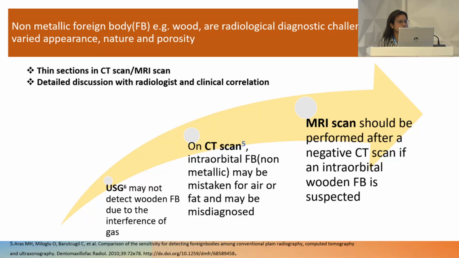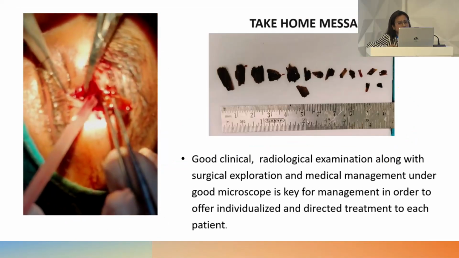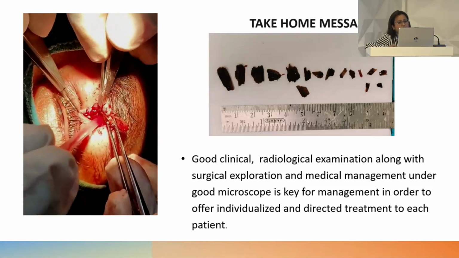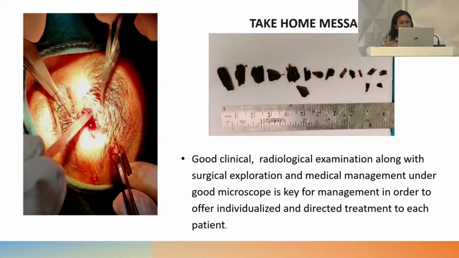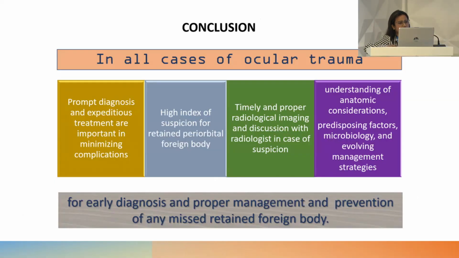So thin sections in CT or MRI scan are much needed. USG may not detect a wooden foreign body due to interference of gas. On CT, we need thin slices because a foreign body may be mistaken for air or fat, or may be misdiagnosed. MRI scan should be performed after a negative CT scan if an intraorbital foreign body is suspected. So the take home message: a good clinical and radiological examination with surgical exploration and medical management under a good microscope is the key for management, in order to offer individualized and directed treatment to each patient.